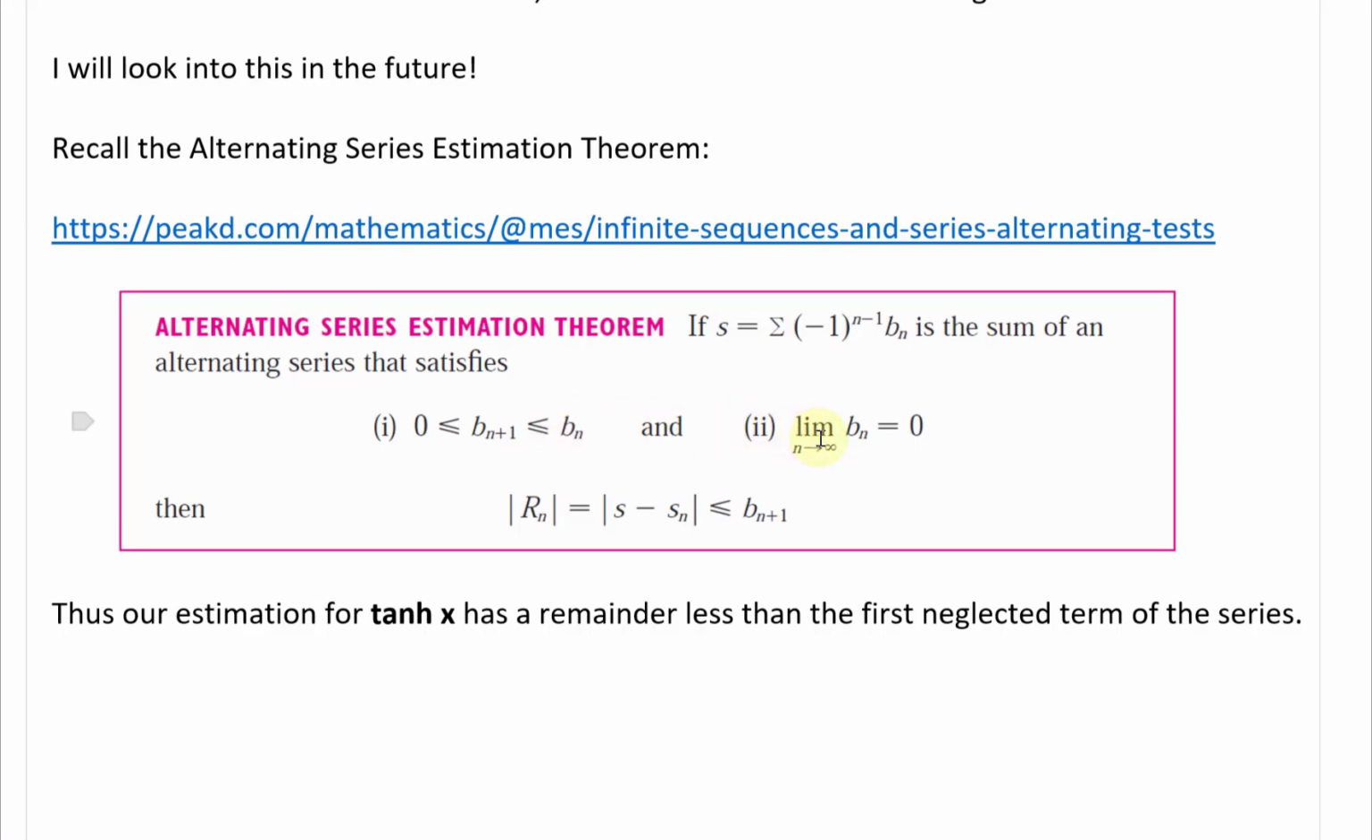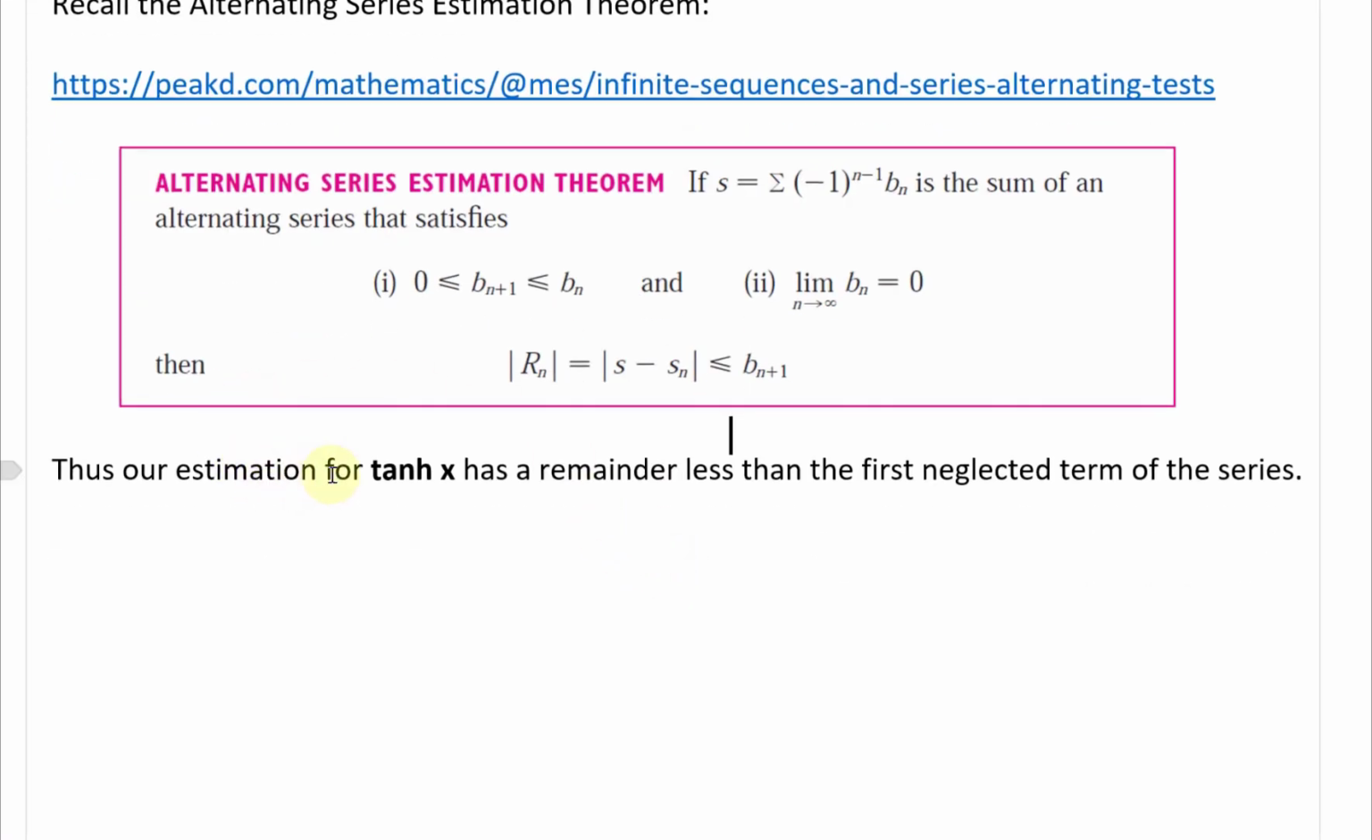And also the limit as n approaches infinity of Bn is approaching 0. Then the remainder r sub n, absolute value, which equals the difference between the exact sum and the partial sum Sn, the absolute value of S minus Sn, is less than or equal to the next term, B sub n plus 1. Thus in our case, our estimation for tanh of x has a remainder less than the first neglected term of the series.